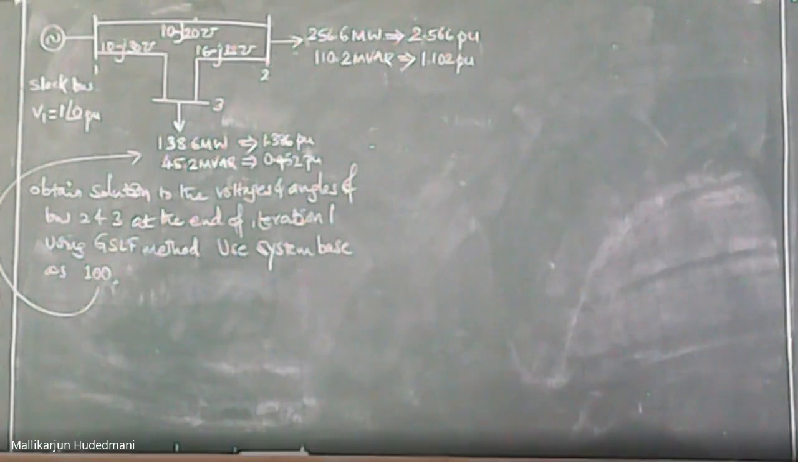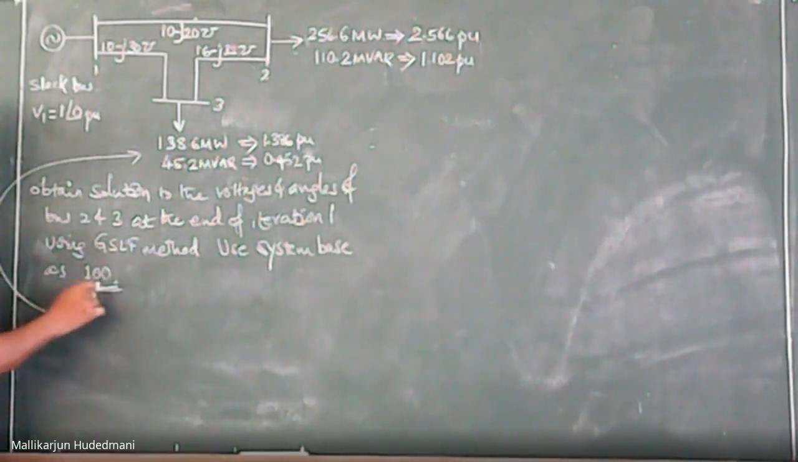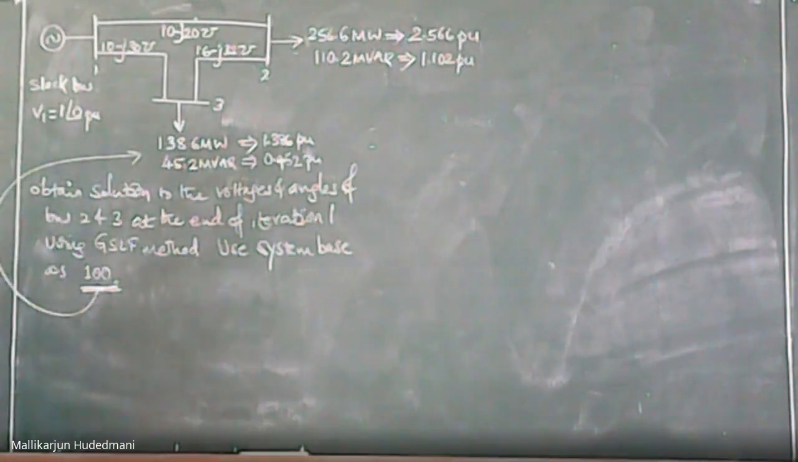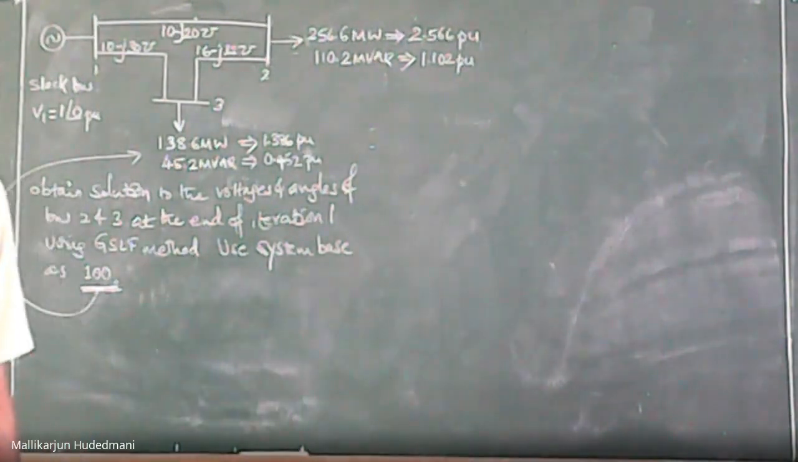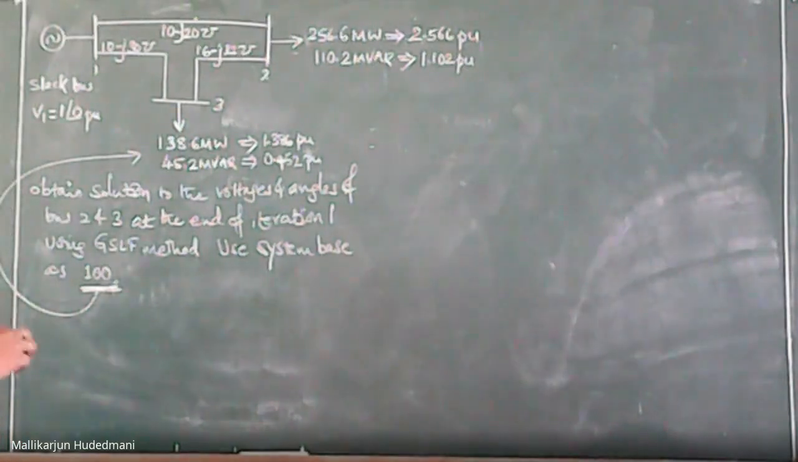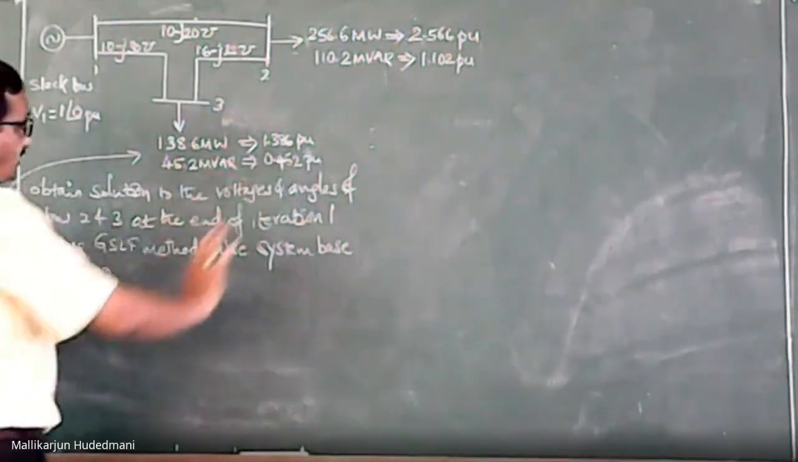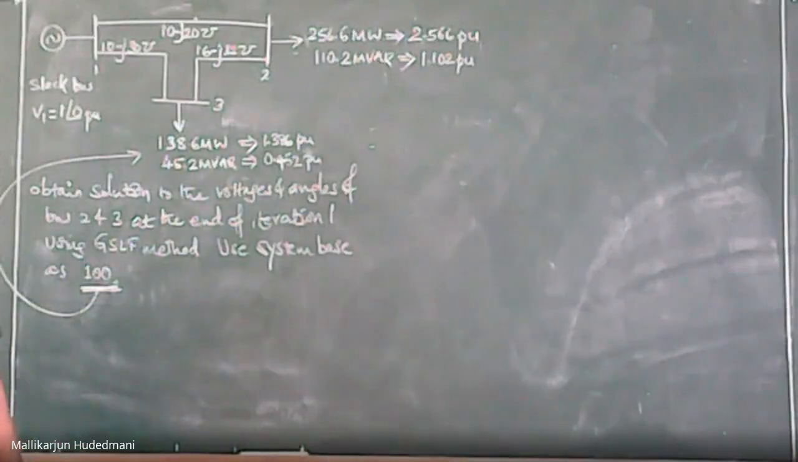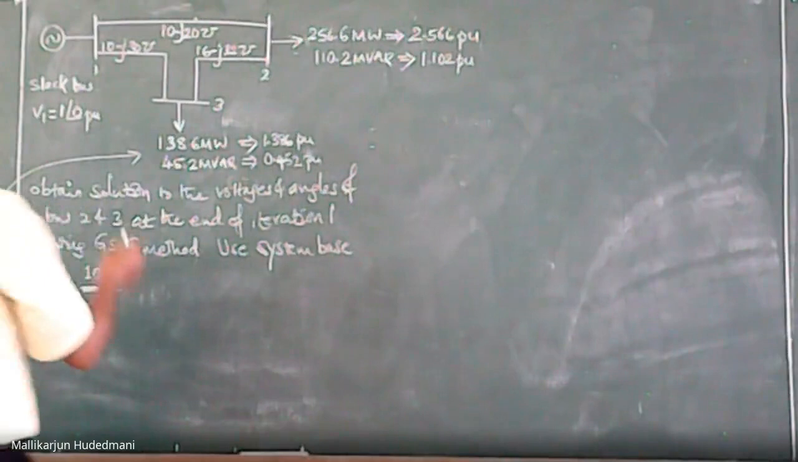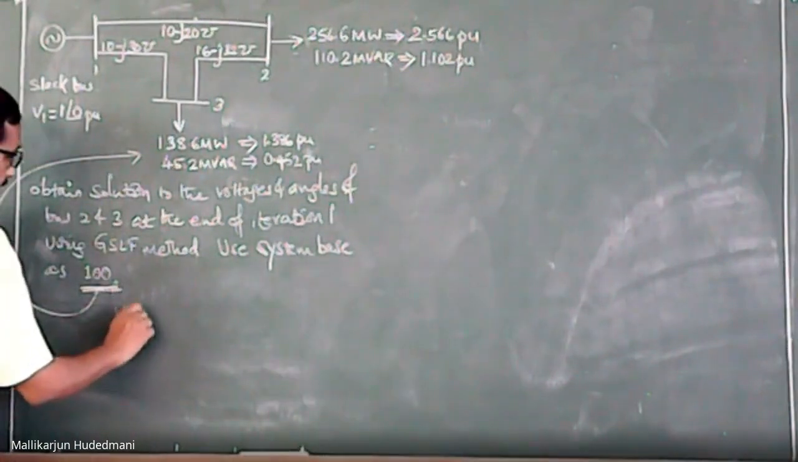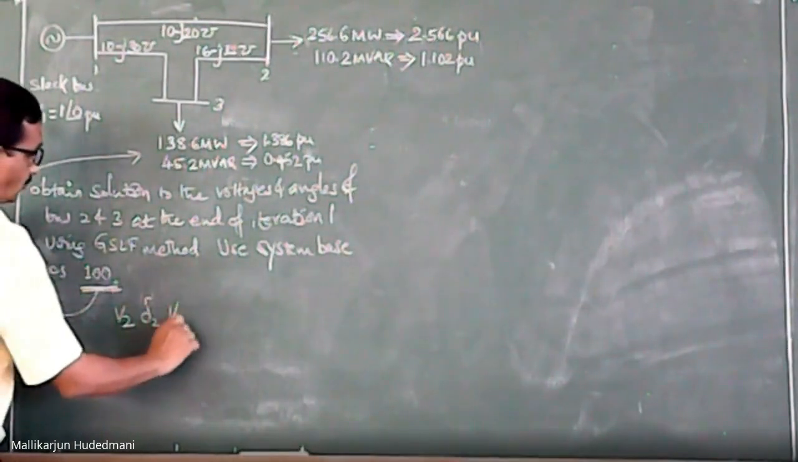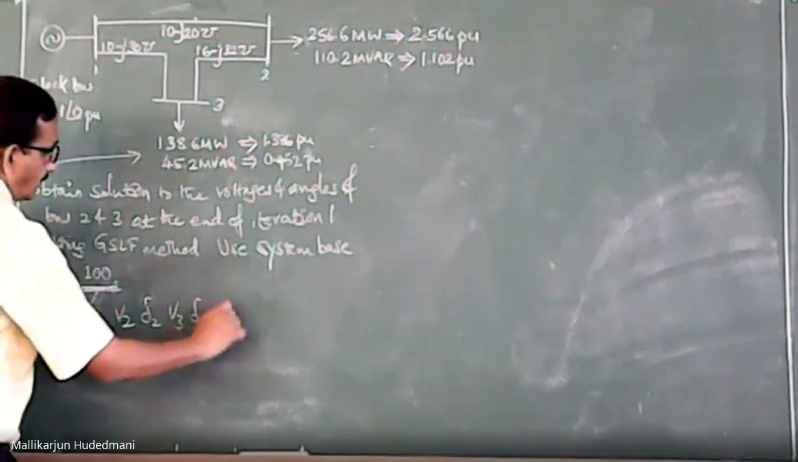So you must be very careful about what exactly the need of giving the base is, and where it is used. If you know this, it's enough. So this kind of variety you need to be aware of. Then once it is converted, my system is very much ready now. Ultimately, what do I have to do now? Calculate V2 delta 2, V3 delta 3.